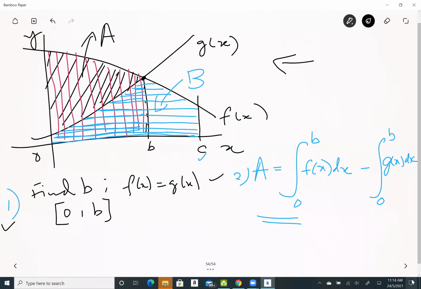Is that true, Amna? The area under what? The area under g is from where to where? Anybody? Okay, the area under g(x) from 0 to B plus the area under f(x) between B to C. Who said that? Who was it just now? Aina.